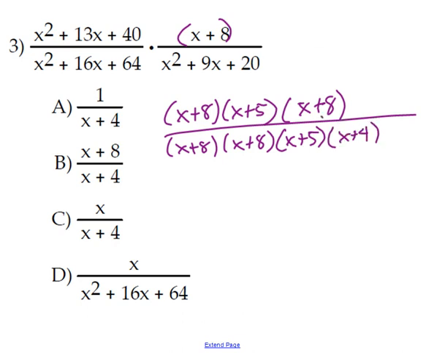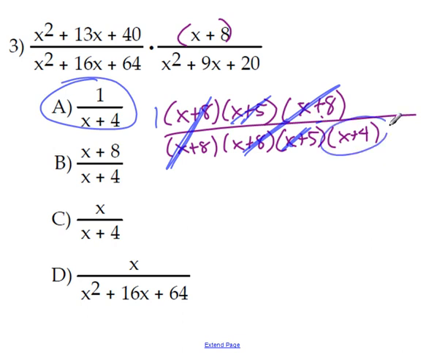So at this point, we're going to cross out anything that matches. These match, these match, these match. All we've got left is the x plus 4 on the bottom and that imaginary 1 up front. So that's why we're going with 1 over x plus 4.